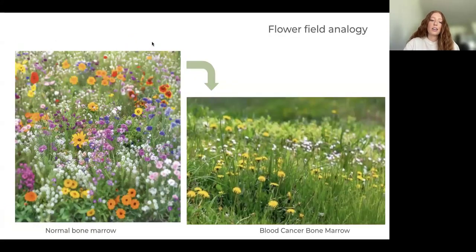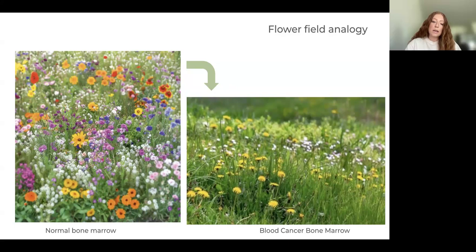I want to go back to the flower field analogy because during your journey with AML, especially with chemotherapy or after it, you're more than likely going to see that your blood cell count is going to be low. And that's not necessarily an indicator that your AML is worsening.